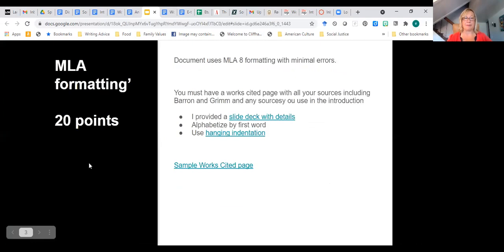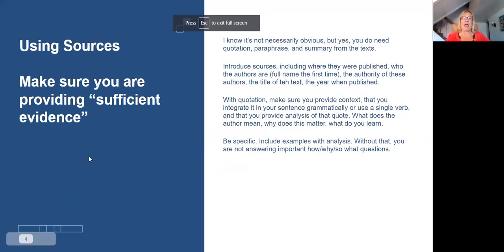Back to the slide deck. I want to talk about using sources. I know it's not necessarily obvious, but yes, you do need quotations, paraphrase, and summary from the texts. Adding quotations, adding specifics says, hey, I'm not just making this up. Here we are. Make sure you introduce your sources, including where they were published, who the authors are, use the full name the first time, the authority of the authors, why are they even believable, the title of the text, the year when published, all of those things.